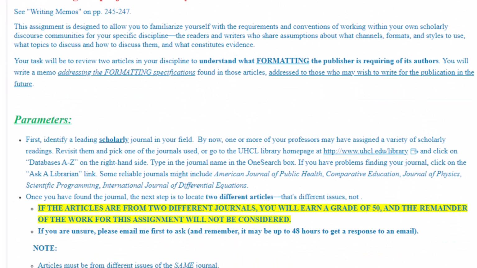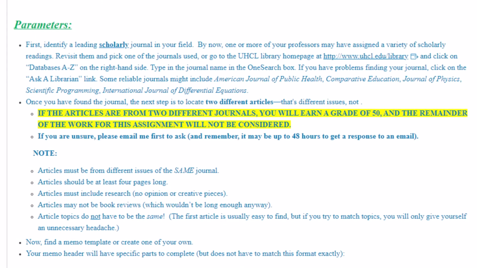For this assignment, what you will do is first identify an article in a leading scholarly journal in your field. So you may have had to write other articles and use research from the library. The resources tab in this assignment does have information on how to do that if you've not done so previously. You will need to find an article.